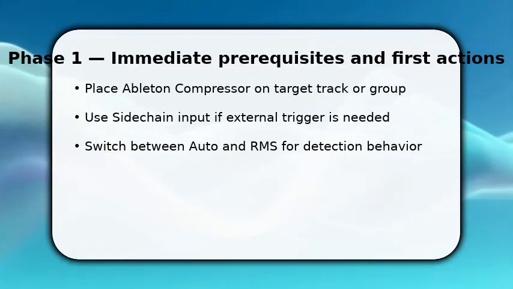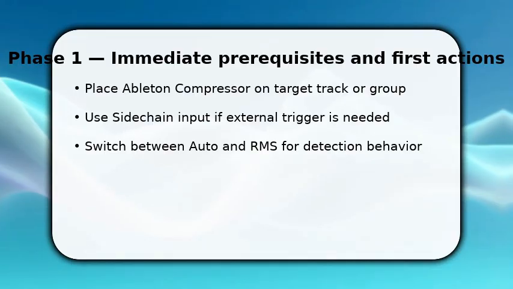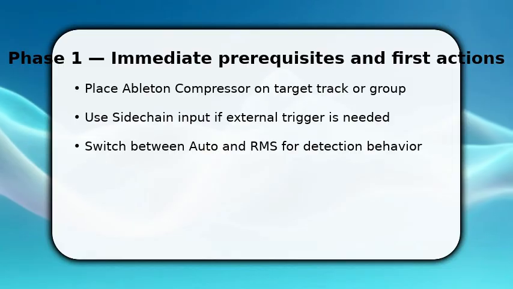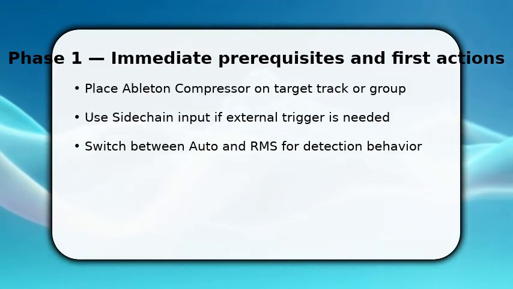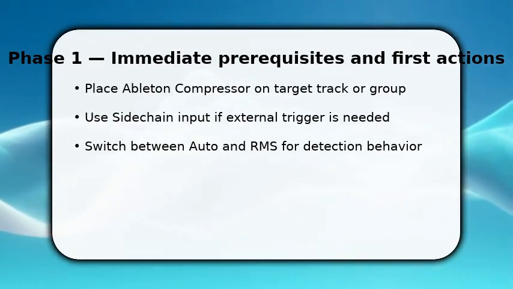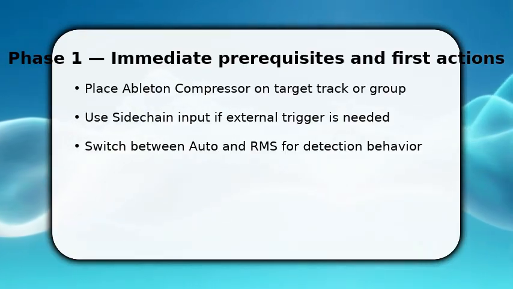You start by inserting Ableton's compressor on the track you want to control. Set the sidechain input if you need an external trigger, otherwise leave it off. Choose RMS for smoother level detection or peak for fast transients, because that choice changes how quickly the compressor reacts. Once done, lower the threshold until gain reduction meters move. This is the first real sign it's working.